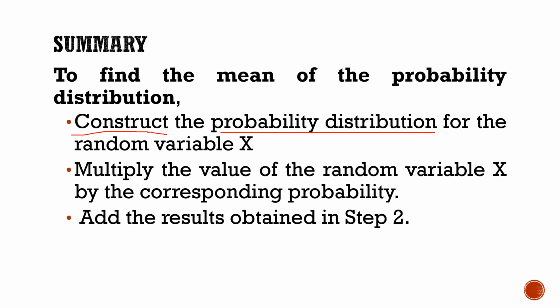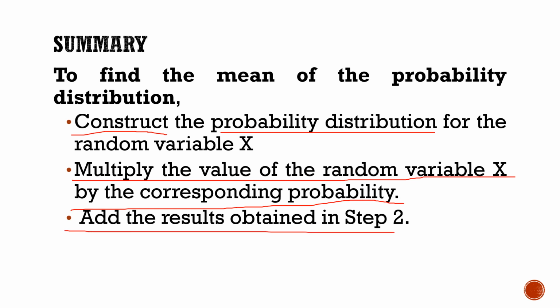For your second step, you need to multiply the values of random variable x by the corresponding probability. So we're going to multiply the values under your first column in your table to the values under your second column. Then for the last step, we need to add the result obtained in step number 2. So in your table, there is a third column there. Whatever the product between the values under your first column and your second column, those will be the values that we can put in your third column. After getting the products, we need to get the total or sum of these values. That will be the value of your mean.